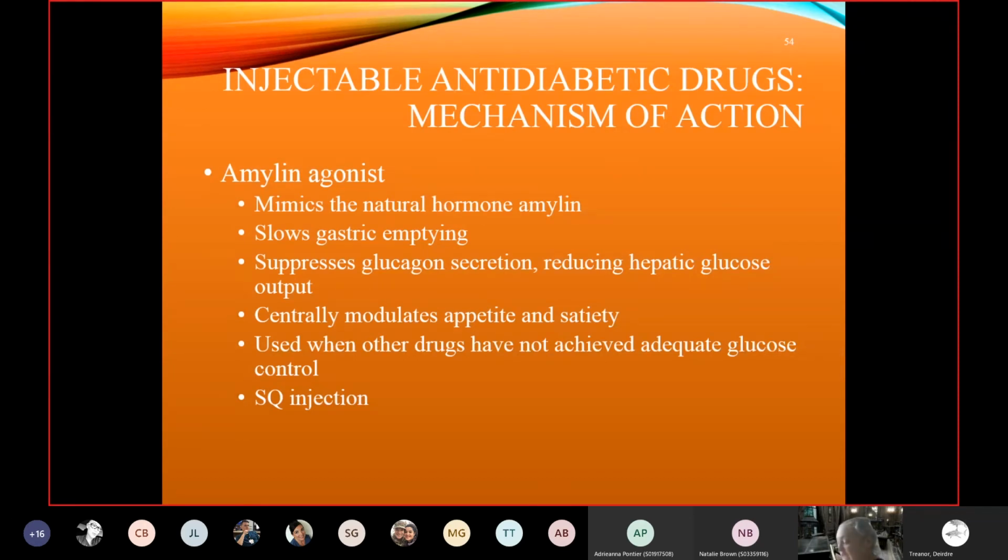It is contraindicated in patients with gastroparesis or those taking any medications that affect GI motility. And you need to be careful in patients who are taking any insulin, because mixed with the amylin agonist, you may end up causing hypoglycemia.